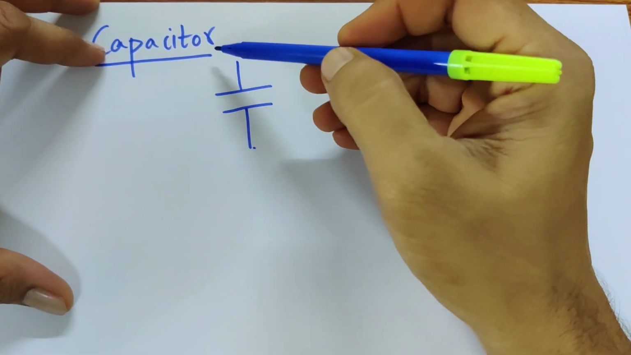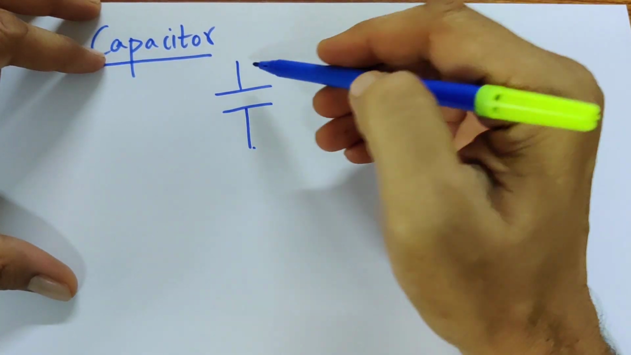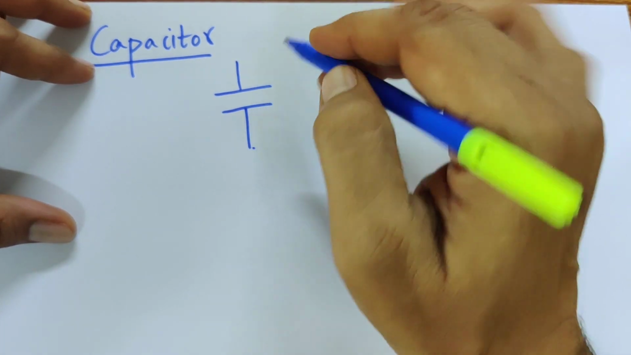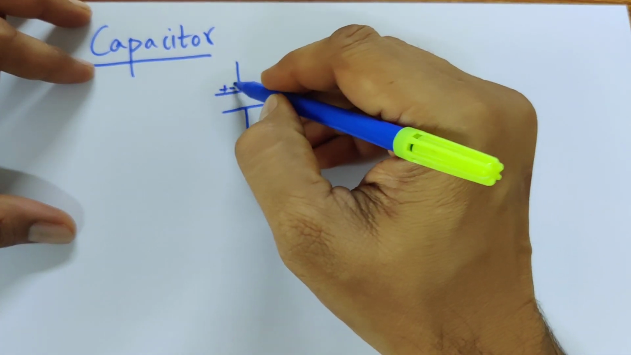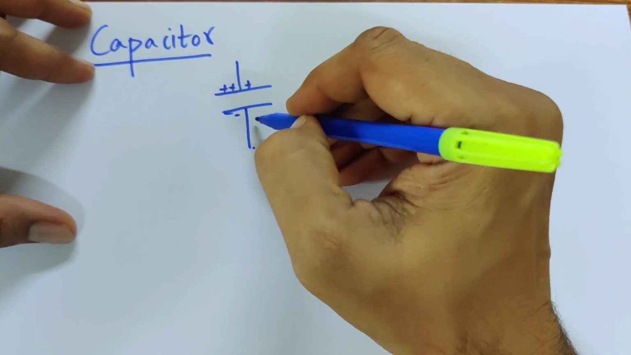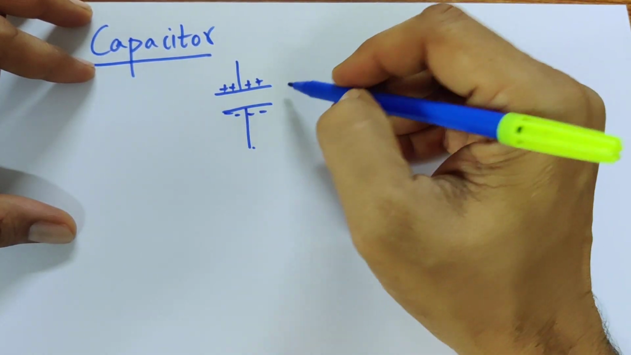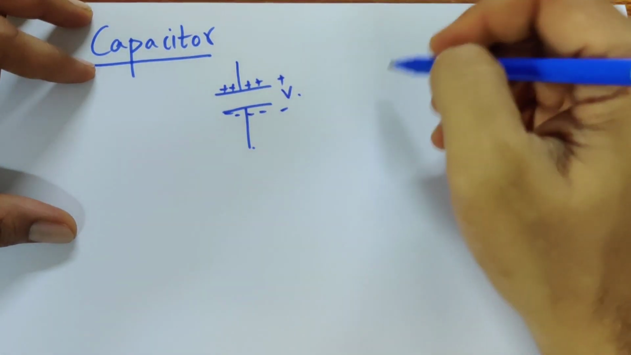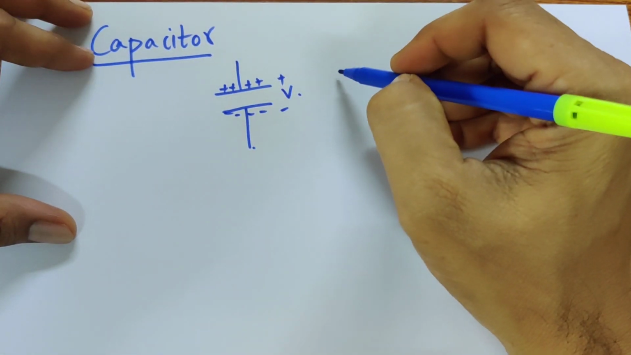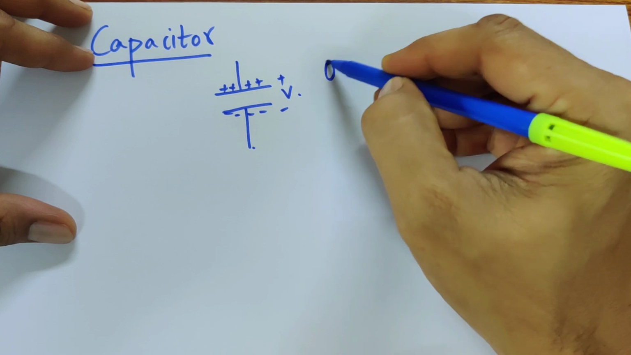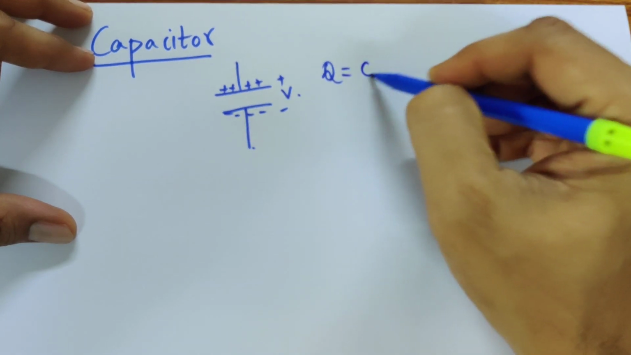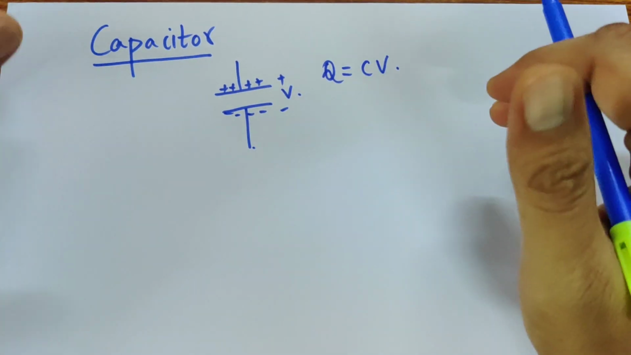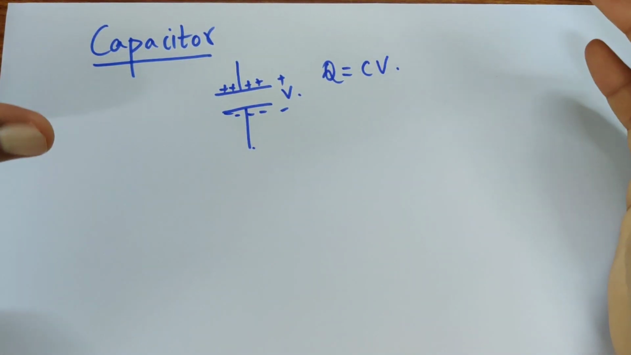Okay, so capacitors. I am going to talk about a simple linear parallel plate capacitor, in which when you have a charge on the top plate, you develop a voltage across it, and the relationship is that charge is directly proportional to voltage. Let's try to understand why charge is directly proportional to voltage.